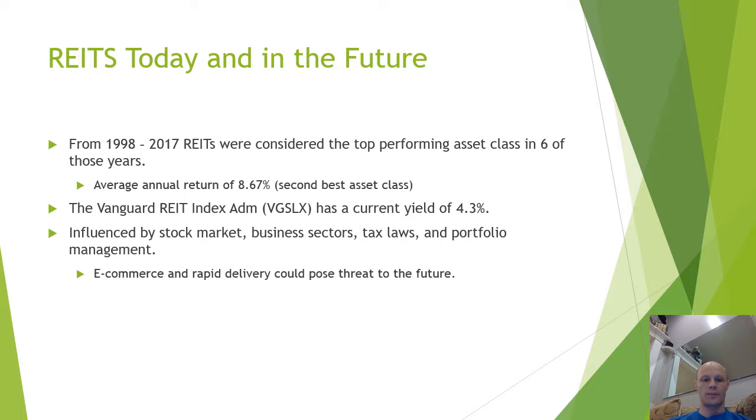So, REIT returns today and in the future. From 1998 to 2017, they were considered the top performing asset class in 6 of those years. They had an average annual return of 8.67%, which was the second best asset class for that time frame. The Vanguard REIT Index Admin has a current yield of 4.3%, which is really enticing. REITs typically do better than standard bonds, so that's why they're pretty enticing to people. Some of the influencers of how REITs perform are how the stock market is performing, business sectors, tax laws, and portfolio managers.